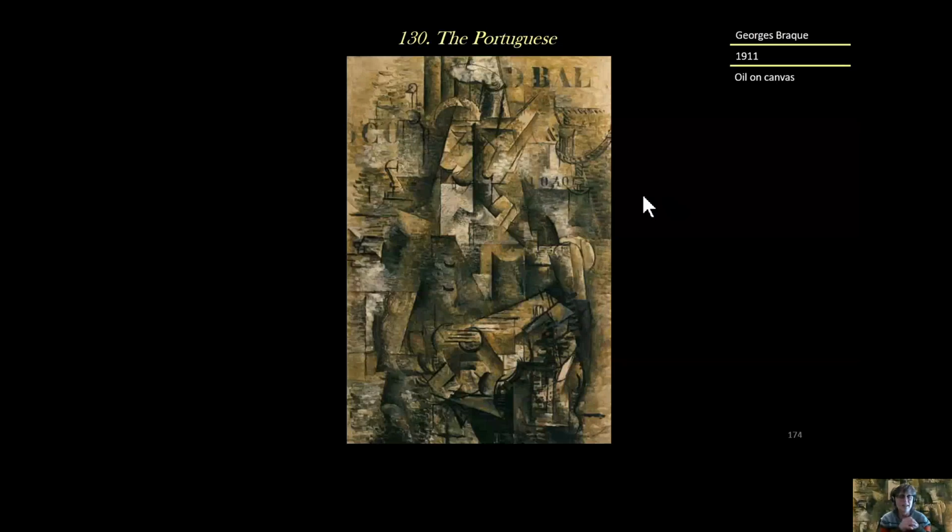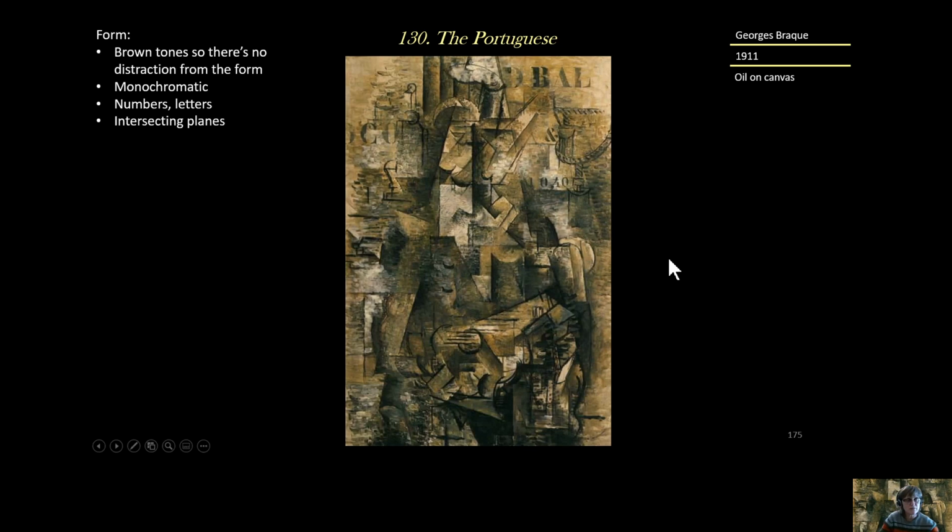Okay, this is piece 130, The Portuguese by Georges Braque. He is a French painter. This is from 1911, and he would have been hanging out with Pablo Picasso and would have seen Cézanne's work. So these are definitely cubist works that we're seeing here.